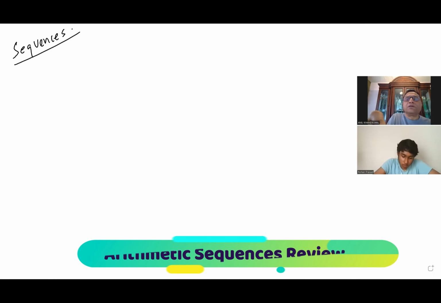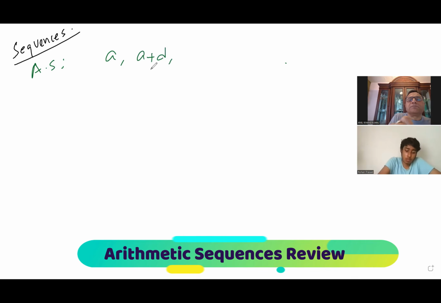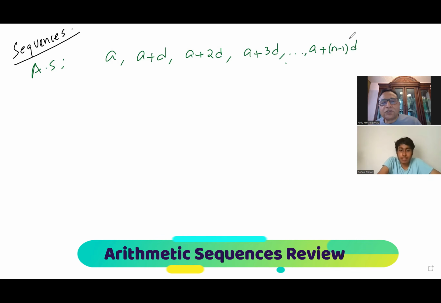Sequences have different terms, and we did see arithmetic sequence. Let me write A for arithmetic sequence. So it was given by A, where A is the first term, plus D. D is the common difference, and each term is D more each time, right? So common difference being added. Is it okay? So what was the general term? The general term was A plus n minus 1 times D, correct? Yes, sir. So that is the sequence which we did earlier.